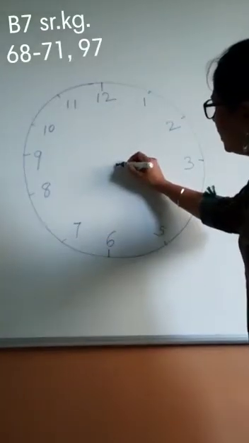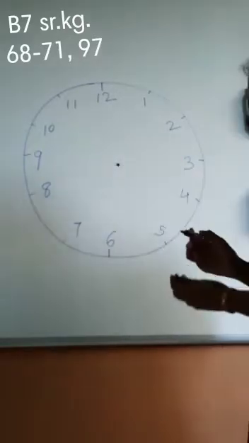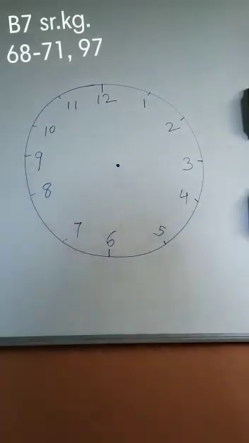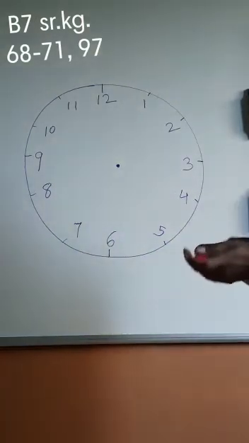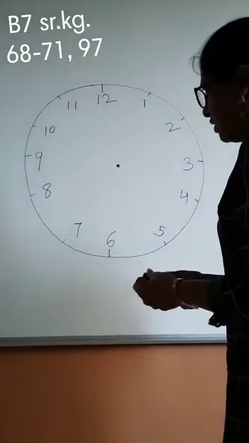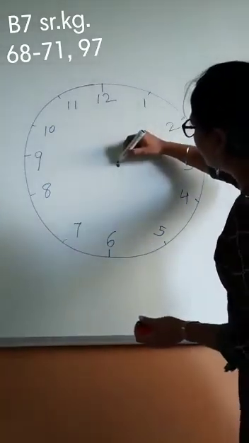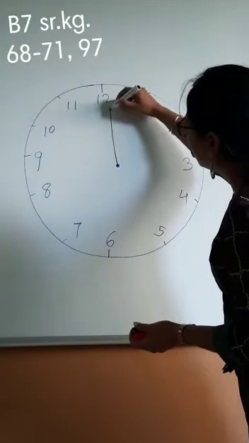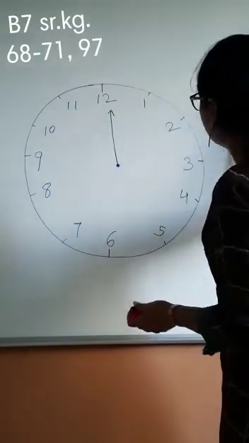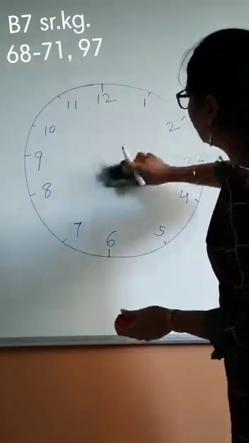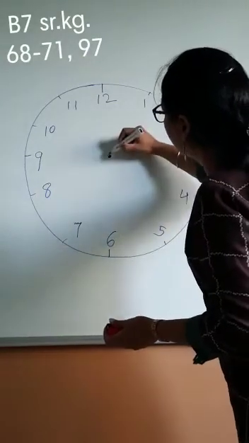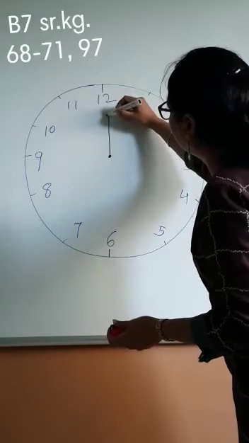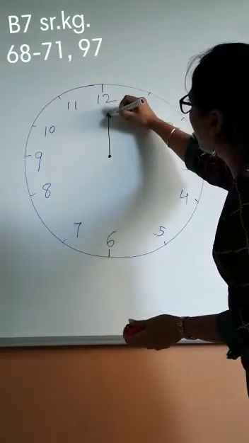Now draw the center dot. After that, what we have to do? We have to draw the long hand and short hand. So to show 9 o'clock, what we will do? We will draw the long hand which points towards the 12. It should be straight. Okay. So here the long hand, it shows 12.